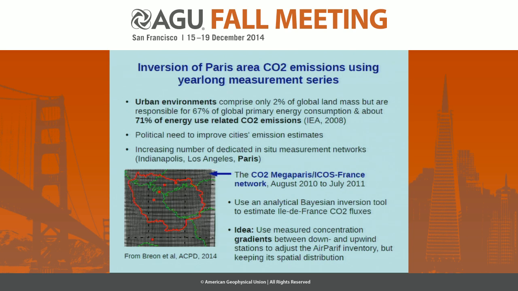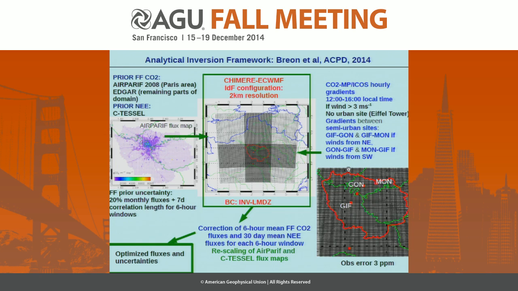Next, I present the inversion results using an analytical Bayesian inversion tool to estimate the Ile-de-France, or Paris area, CO2 fluxes. Since we're quite limited in the number of stations, the idea is to use the CO2 concentration gradients between downwind and upwind stations to adjust an inventory, the Airparif inventory, but keep the spatial distribution of the inventory. Here you see schematically the inversion framework.